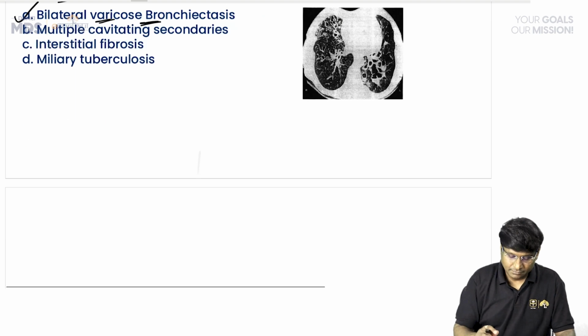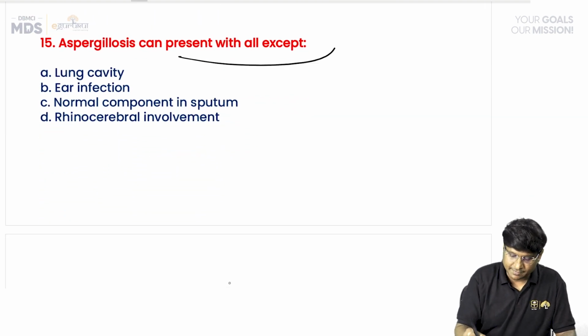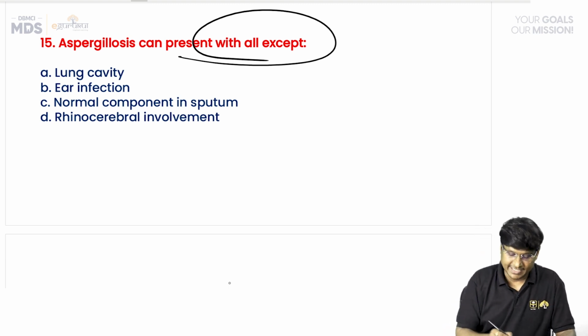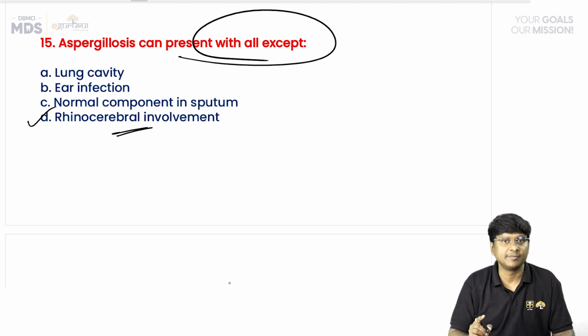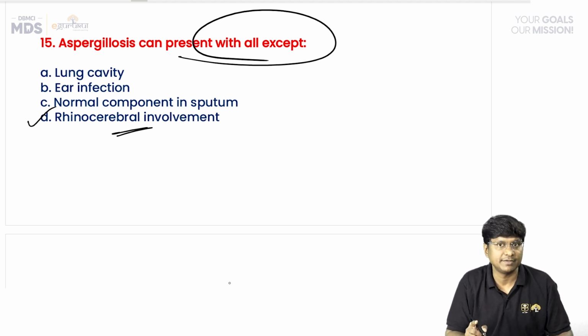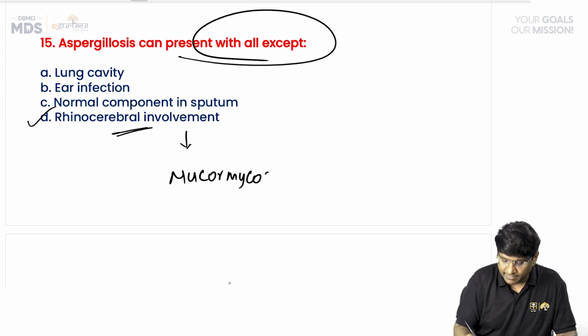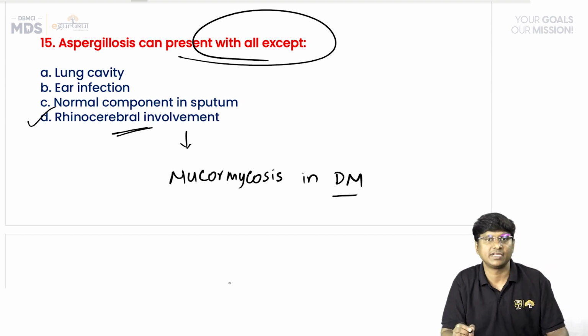Okay. Next question. Aspergillosis can present with all except lung cavity, ear infection, normal component in sputum, rhinocerebral involvement. In case of aspergillosis, you don't have rhinocerebral involvement. In which condition will you have rhinocerebral involvement? Rhinocerebral involvement is observed in mucormycosis, and mucormycosis in diabetes mellitus is very common. That can cause rhinocerebral involvement.